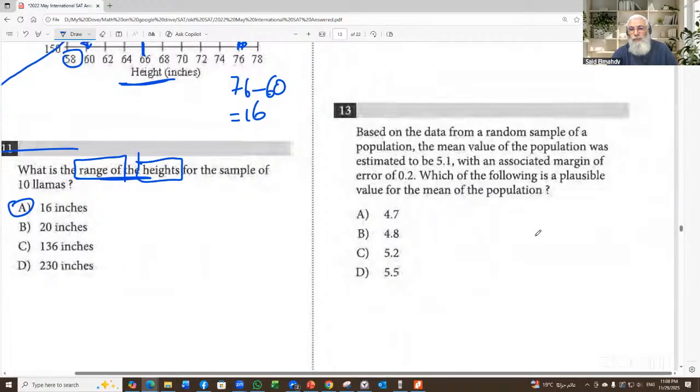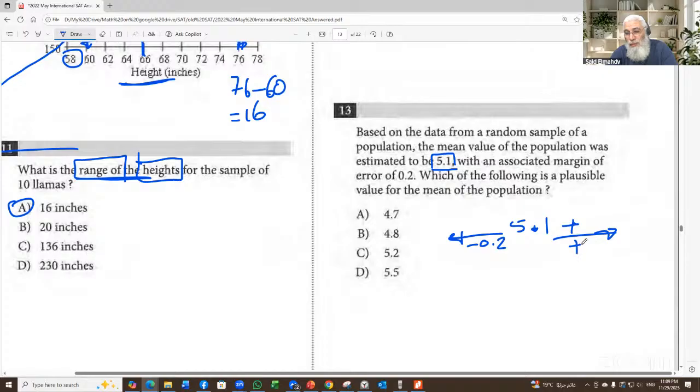Based on the data from a random sample of a population, the mean value of the population was estimated to be 5.1 with an associated margin of error of 0.2. So we can subtract 0.2 and add 0.2. The mean could reach 5.3 or 4.9. Any number between 4.9 and 5.3. The mean could be any number in this range.